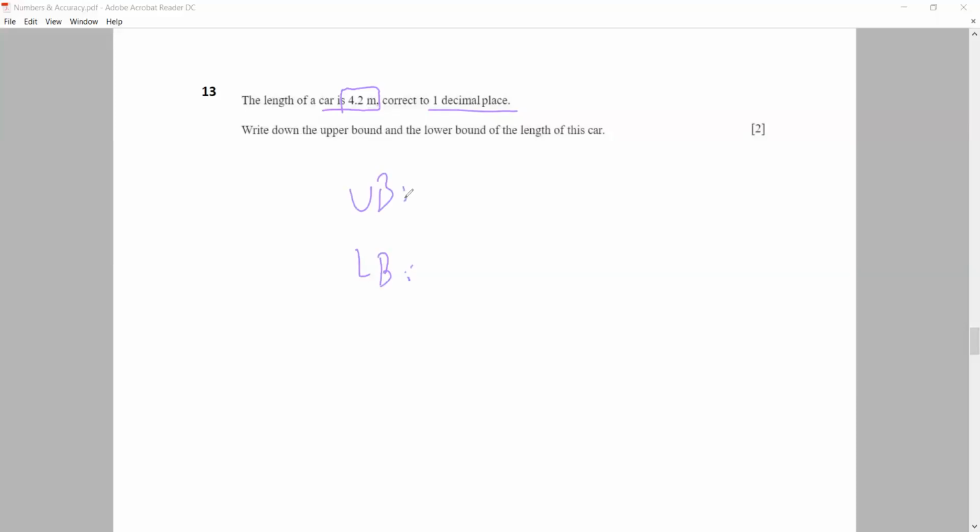Now the technique is to have basically the level of accuracy which is specified. In this case, it's 1 decimal place. So this is 1 decimal place, right? Divide that by 2, half it, and then that gives you 0.05. So what should I do with that? You add it to this number, you get the upper bound, and you subtract it from this number, you get the lower bound. So 0.05 plus 4.2 is 4.25. And you subtract it from 4.2, you get 4.15.